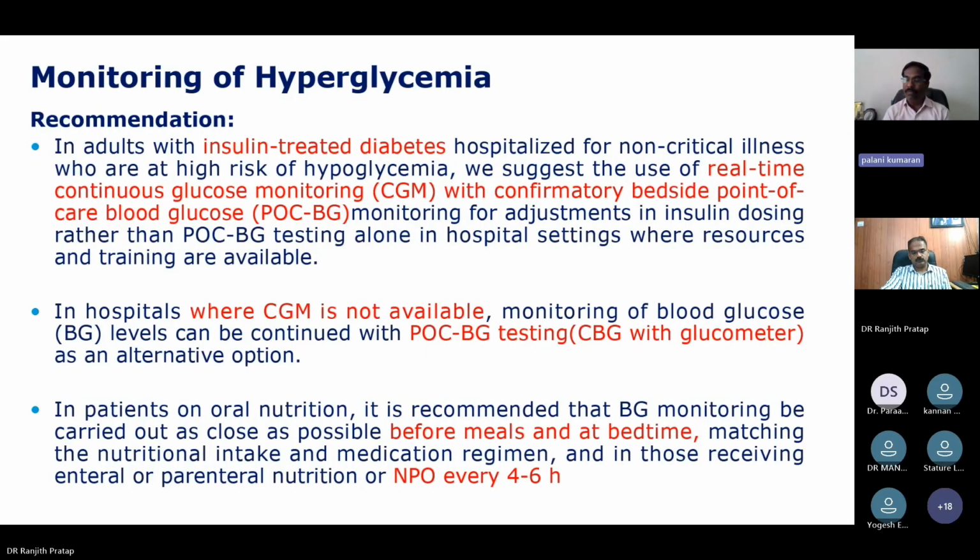So it's a better one. What we are commonly using is CBG with glucometer. But with the newer advent of CGM, we can have continuous glucose monitoring if it is available. And the timing of the testing: whenever the patient is on meals, a routine diet, the ideal blood sugar monitoring should be before each meal and at bedtime. And whenever the patient is on Ryle's tube or parenteral nutrition or NPO, the blood sugar monitoring should be done every 4 to 6 hours.